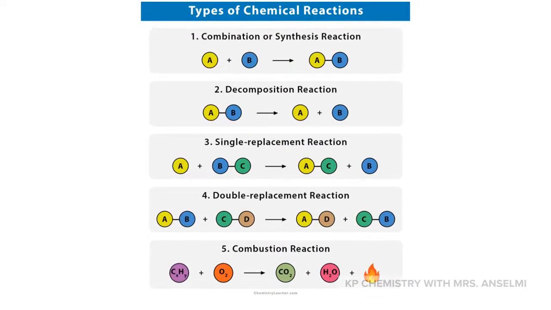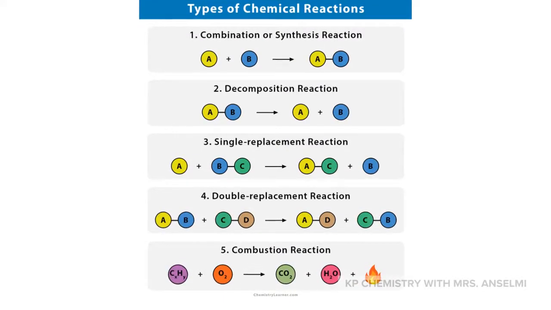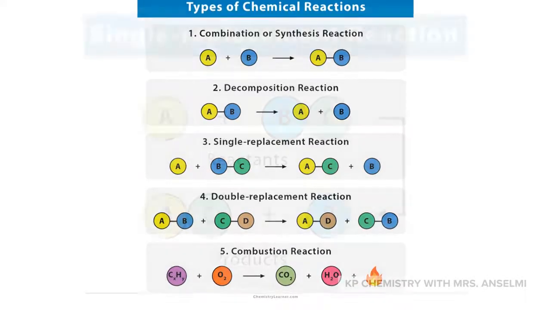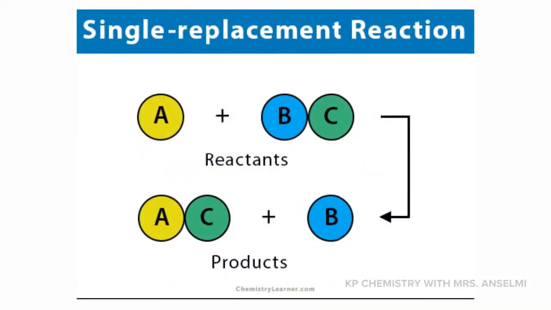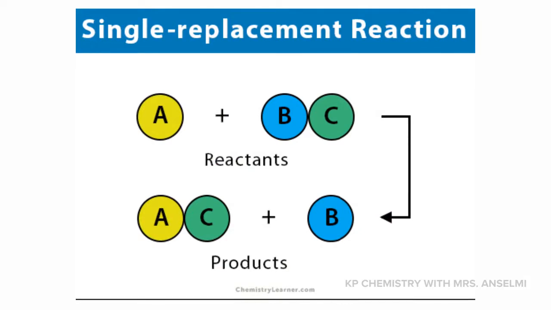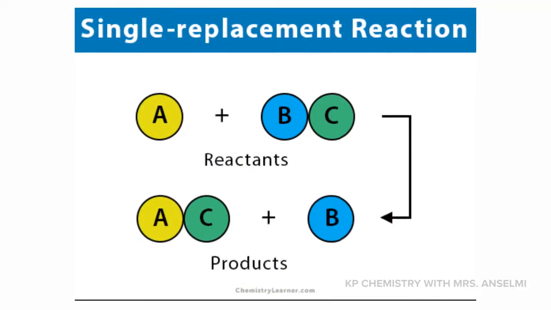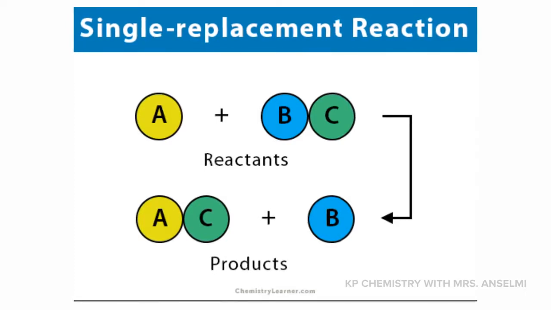Today we'll talk about the last two types of reactions, single replacement and double replacement. Let's first talk about single replacement reactions. Sometimes you'll hear this one called single displacement instead of single replacement. It means the same thing. In this type of reaction, one element is substituted with another element in a compound.